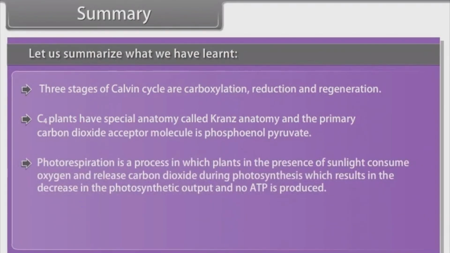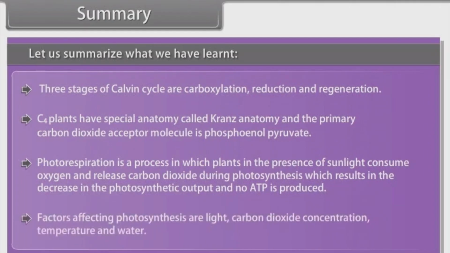Photorespiration is a process in which plants in the presence of sunlight consume oxygen and release carbon dioxide during photosynthesis, which results in the decrease in the photosynthetic output, and no ATP is produced. Factors affecting photosynthesis are light, carbon dioxide concentration, temperature, and water.